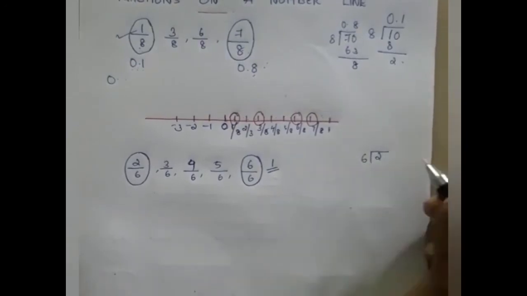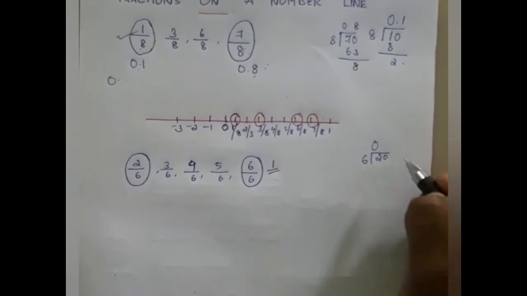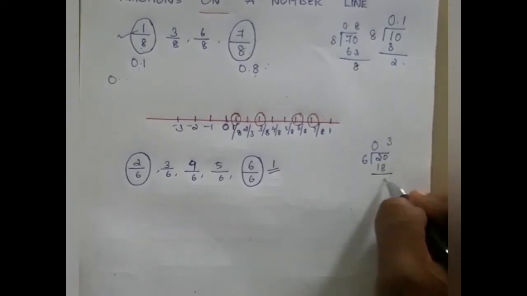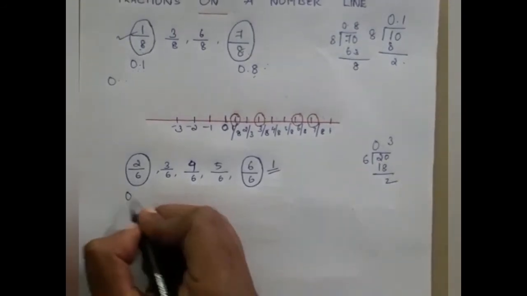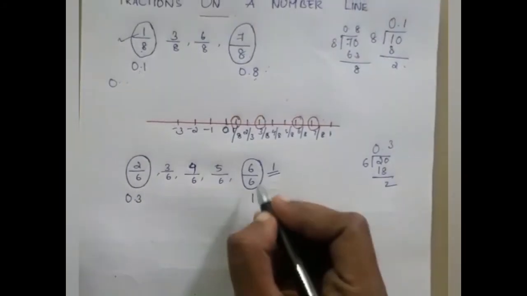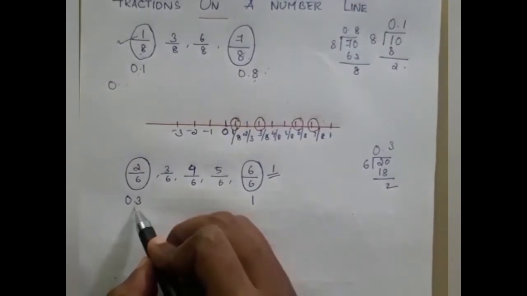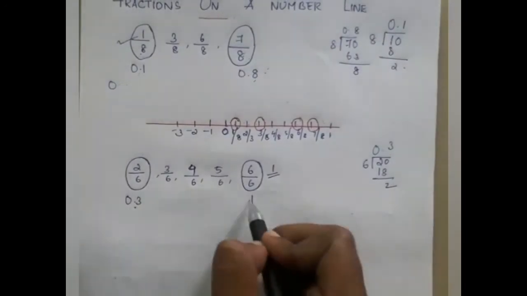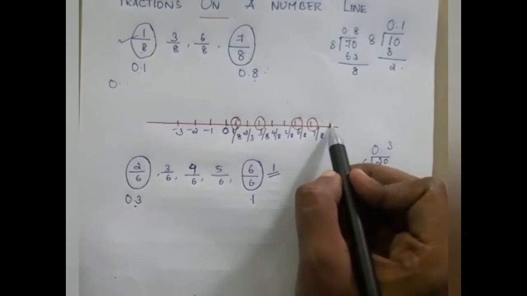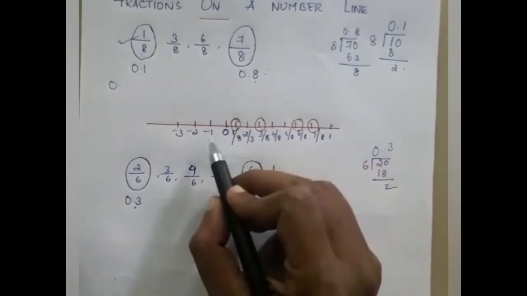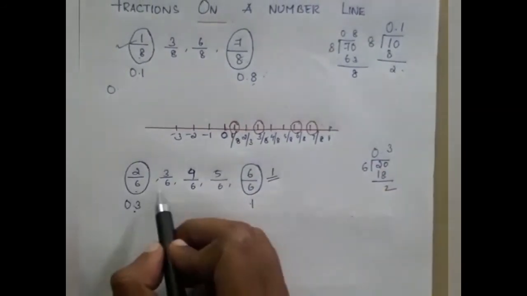2 divided by 6. Okay, so you have to divide it and you get the answer as 0.3. So this is 0.3 and this is 1. 6/6 when you divide it is 1. So on the number line we can understand 0.3 means it is greater than 0 and less than 1. The numbers have to come between 0.3 and 1.